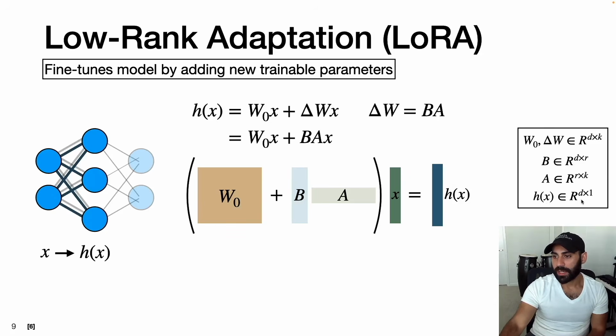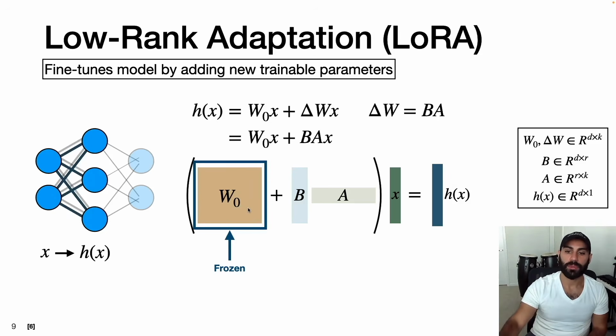And then h of x is going to be D by 1. The key thing here is this R number, what the authors of this method call the intrinsic rank of the model. The reason that this works and we get the efficiency gains is that this R is a lot smaller than D and K. To see how this plays out, unlike before where W naught was trainable, now these parameters are going to be frozen and B and A are trainable.